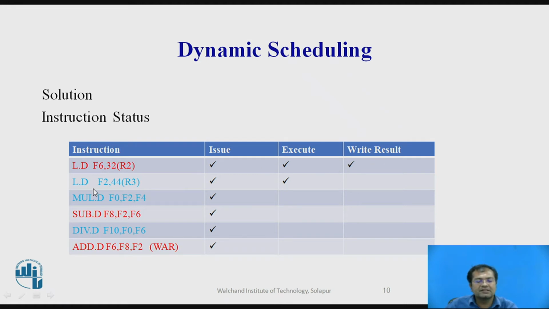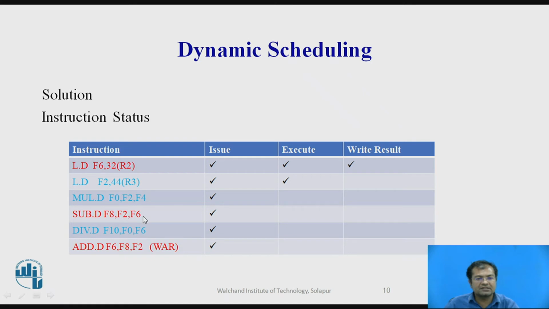Meanwhile, this second load is issued and executed, but its result is still not available, and the further instructions are just issued, not executed. This is the scenario. Now see the dependency. The instruction SUB F2, F6: F6 is subtracted from F2 and the result is stored into F8.